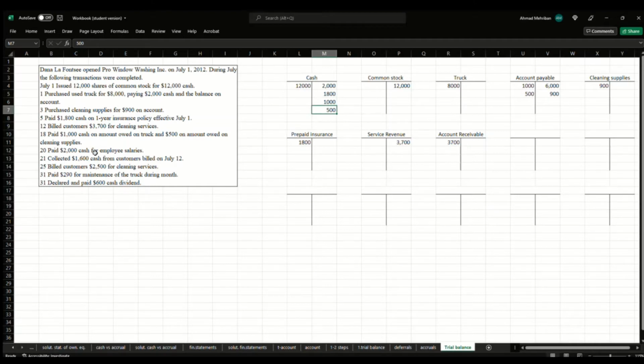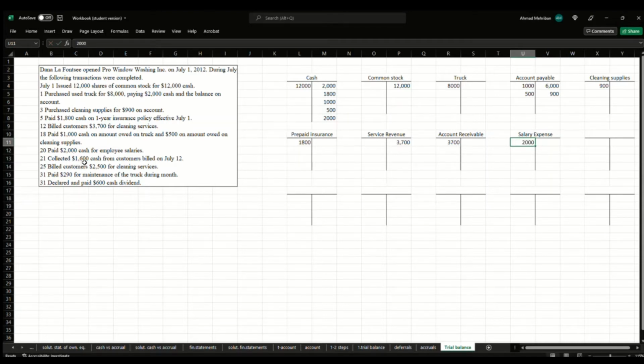We paid $2,000 cash for employee salary. So paying cash again, it means that we have less cash now through credit entry. And employee salaries means that we have incurred salary expense. That is 2,000 into the debit entry.